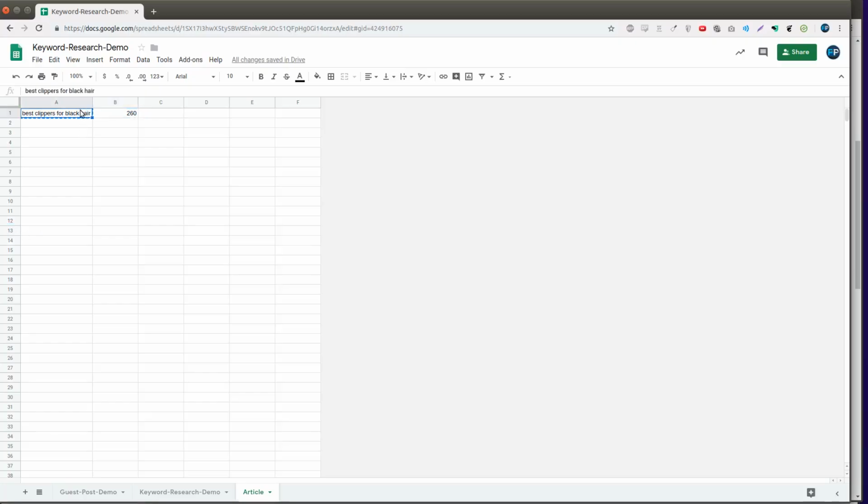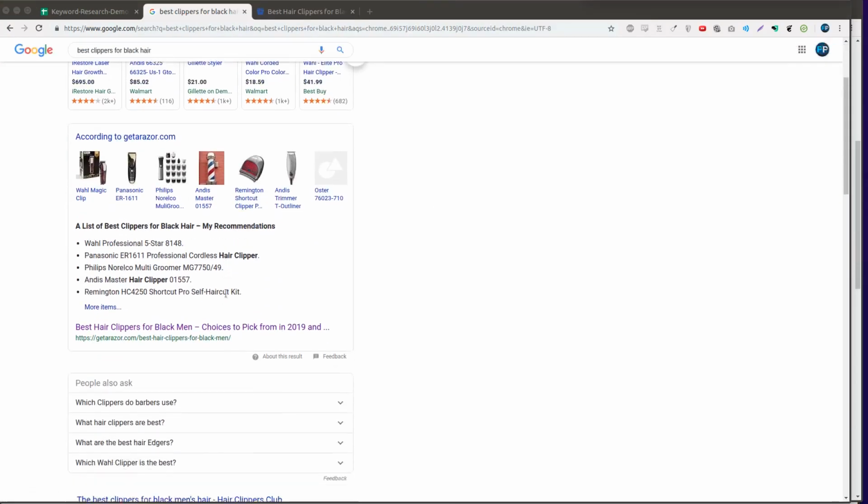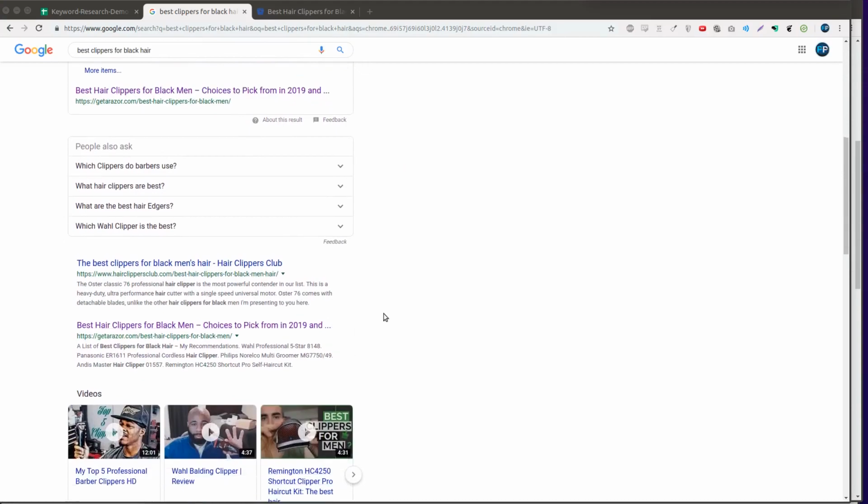So let's go ahead and do a little bit more research on how hard this keyword is going to actually be. We're going to move on to step 2 of the process: evaluating keyword difficulty and checking out the competitor sites in this niche. So let's start with this very top result, which is the snippet, and it's also the second result.